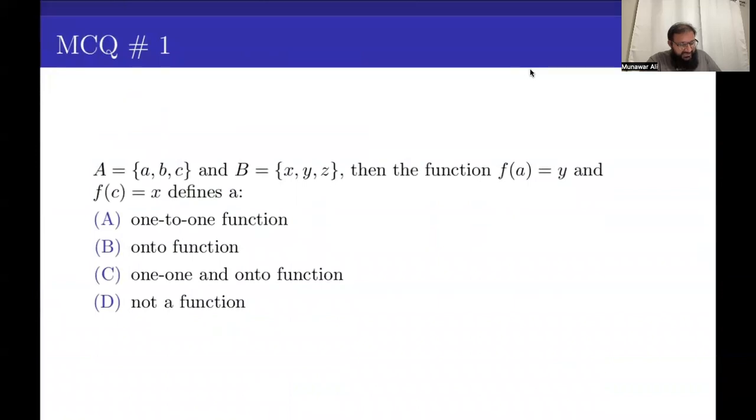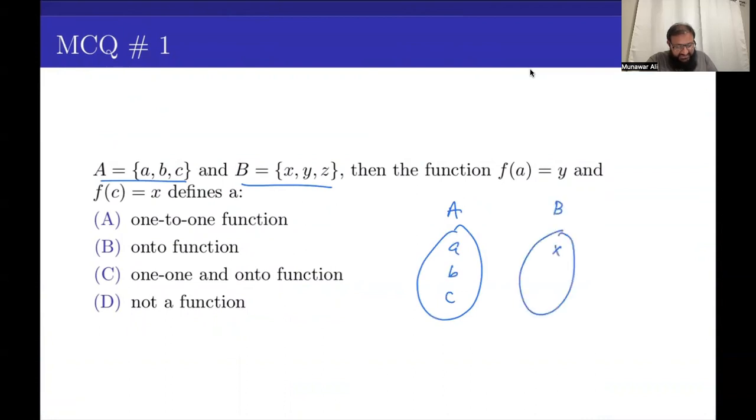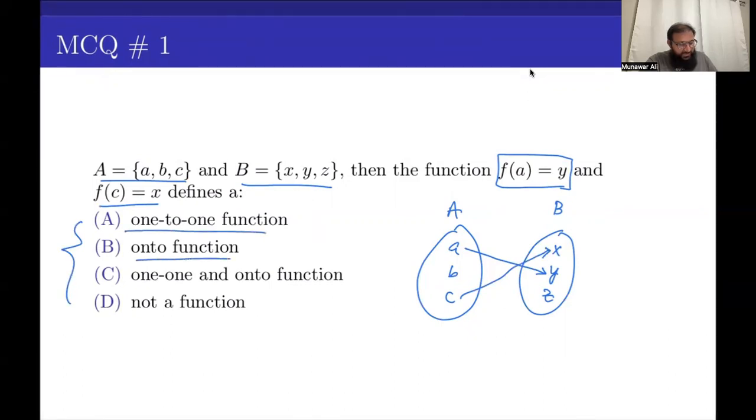we have a set A and a set B. Set A contains elements A, B, and C, and set B contains X, Y, and Z. There is a function that takes A and sends it to Y, and it takes C and sends it to X. We have to select any one option of these. It defines either a 1-1 function, onto function, 1-1 and onto, or it's not a function.